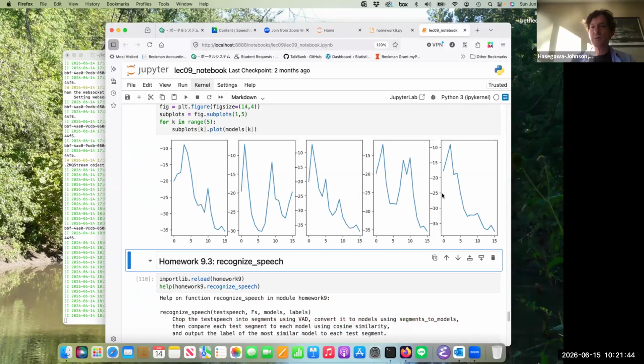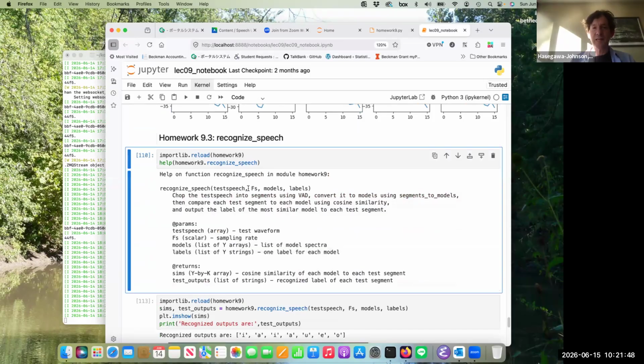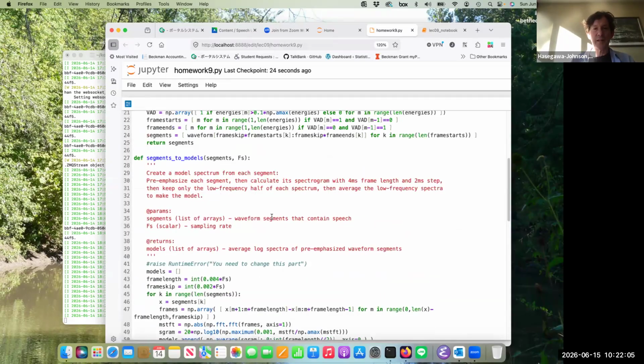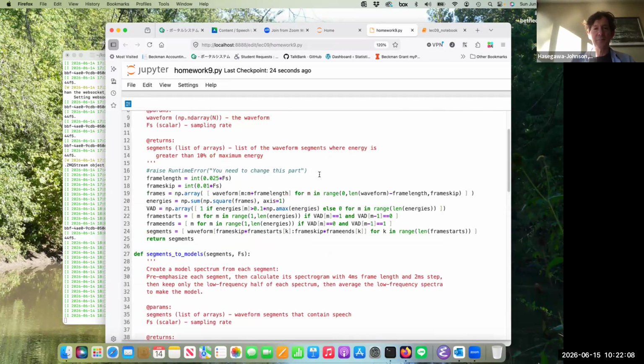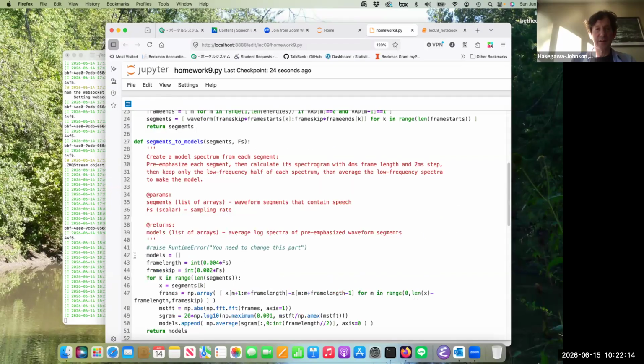There's A, E, U, A, and O. And now we want to take a test waveform. We'll take in a test speech signal and the set of models and the set of labels. And what we want to return is the cosine similarity of each model to each test segment, a y by k array, and the test outputs, the actual recognized labels. So again, the first thing we're going to do is to calculate a spectrogram, and this will use a 4 millisecond and 2 millisecond. Well, let's see, spectrogram is down here.